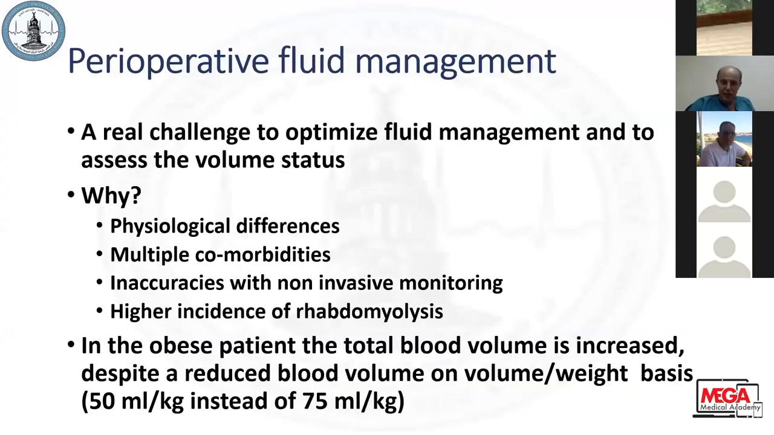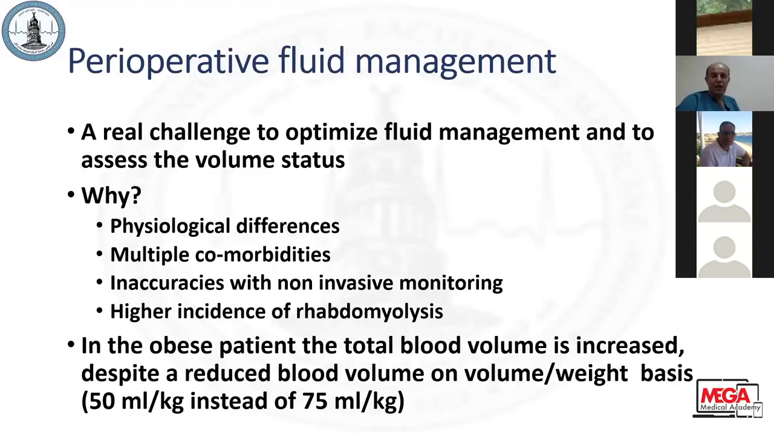Perioperative fluid management represents a real challenge, and optimizing fluid management in such patients is very important. Why is it a challenge? Because of the physiological differences between the obese and the non-obese, the multiple comorbidities that are associated with obesity, the inaccuracies with non-invasive monitoring, and also the higher incidence of rhabdomyolysis, and I will stress on this one a bit later.